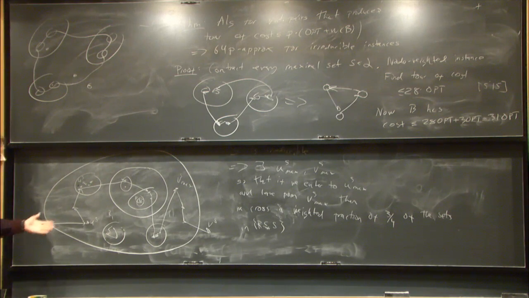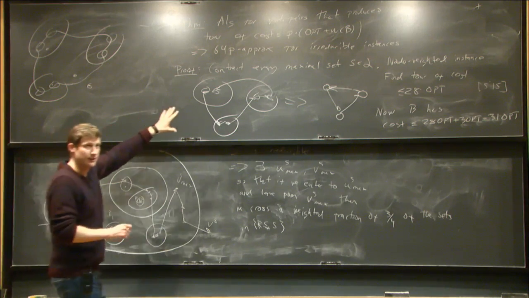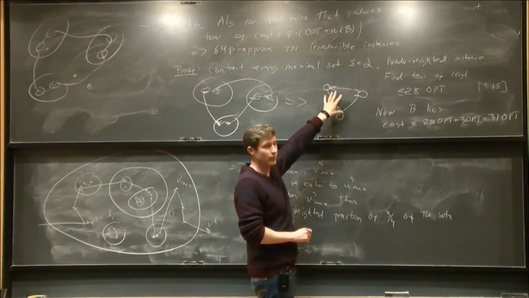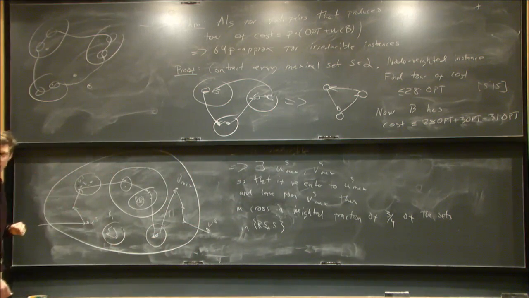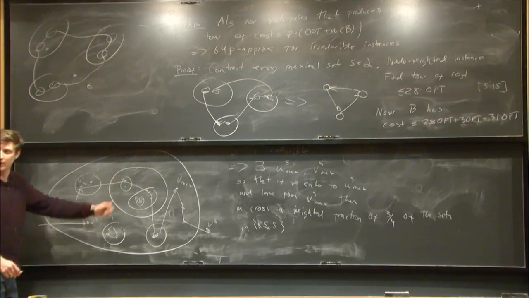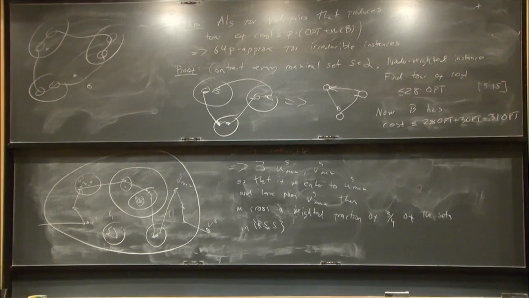So let me just summarize here. I contracted the maximal sets. I used the node-weighted algorithm to find a torr in that instance that I lifted back. But the first time I visit a set, I do something strange. And this is to make sure that my subtour crosses a lot of the sets in my lambda family.